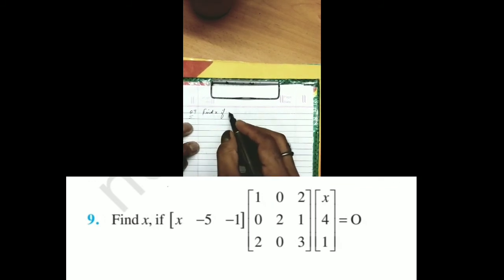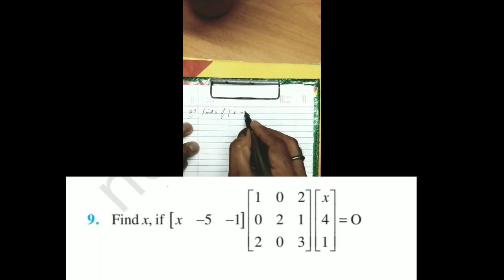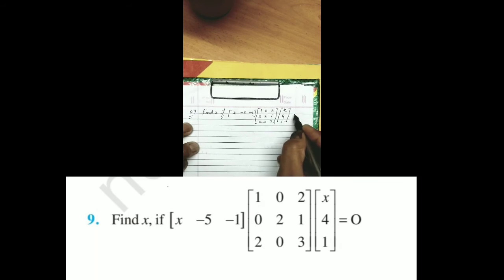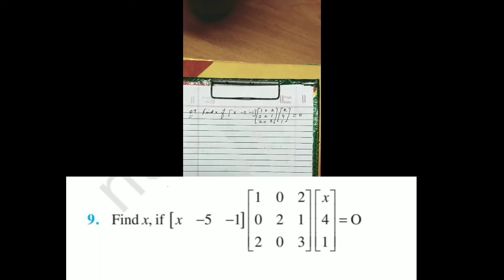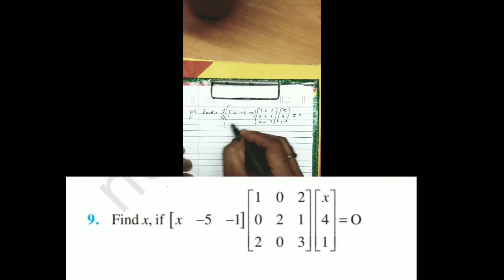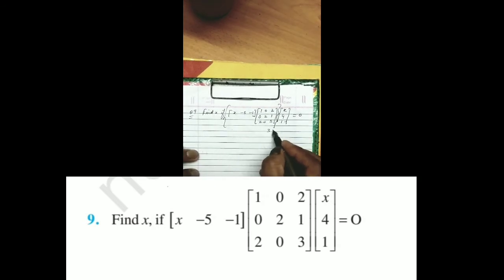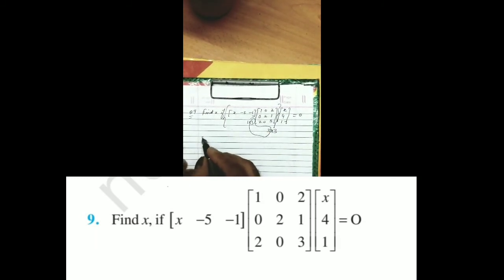Question number 9: again, find the value of x if the matrix [x -5 -1] multiplied by [1 0 2; 0 2 1; 2 0 3] and into [x 4 1] is equal to 0. This question is also similar to the previous one. So first of all we will multiply these two matrices, making it into one, and then finally multiply with the third one. The order of this matrix is 3 by 3, the order of this matrix is 1 by 3, so the 3s merge and the order of the new matrix will be 1 by 3.